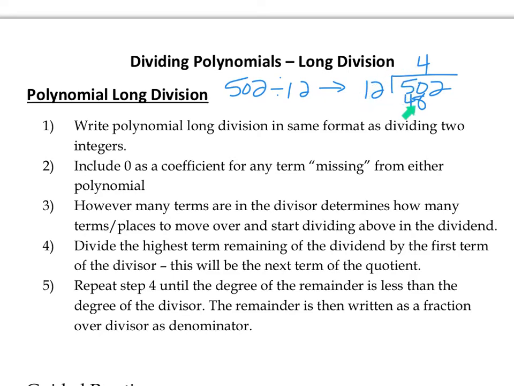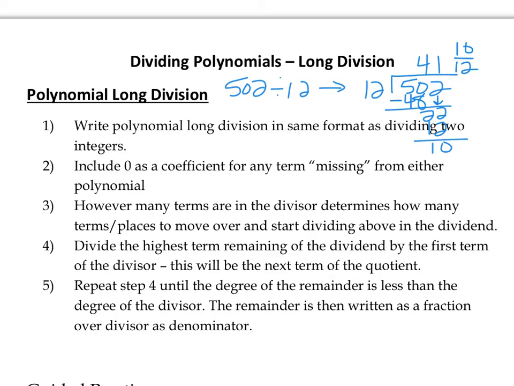And then what do we do with the 50 and the 48? We subtract them. Again, that's no different than we're going to see when it's polynomials. So we subtract, and we have 2, and we bring down the 2. We're going to see the same thing when we do polynomials. 12 goes into 22 one time. That's 12. We subtract, and we get 10. So our remainder is 10. So we'd write 10 over 12 as our remainder. So we have 41 and 10 twelfths.